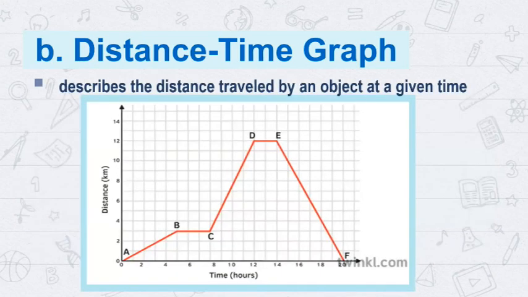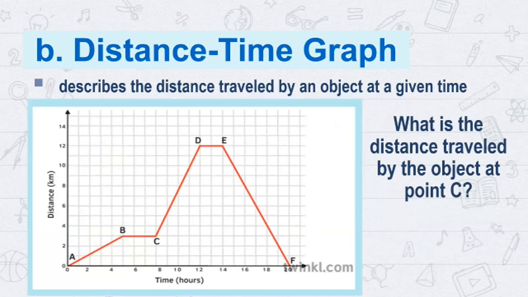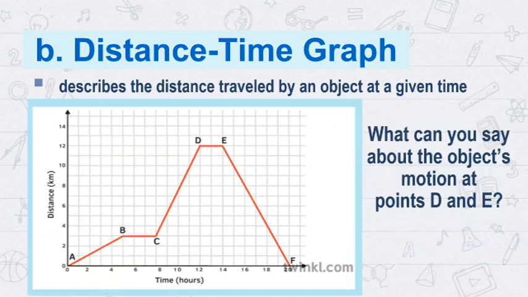Another motion graph is the distance-time graph. It describes the distance traveled by an object at any given time. In this example, what is the distance traveled by the object at point C? You got it! The distance traveled by the object at point C is 3 kilometers. What can you say about the object's motion at points D and E? Wonderful! The object is at rest since there is no change in position at these points.